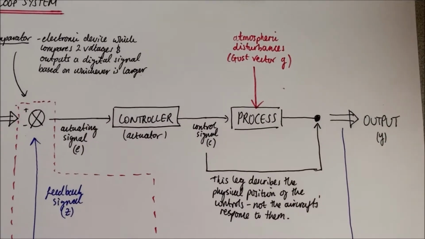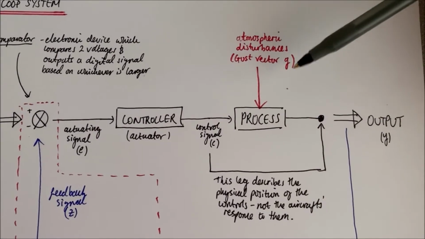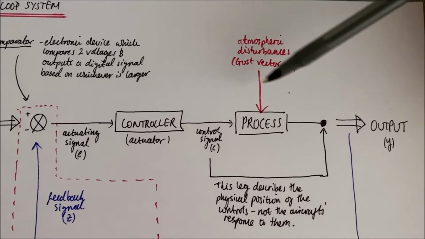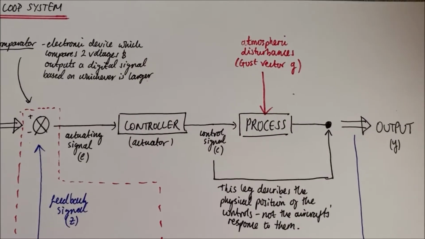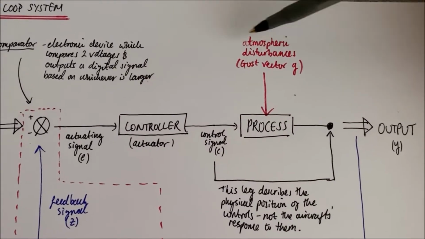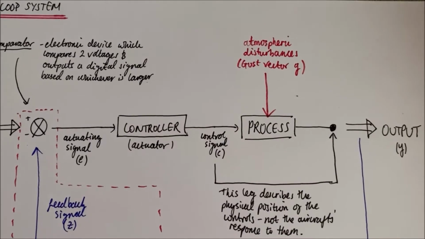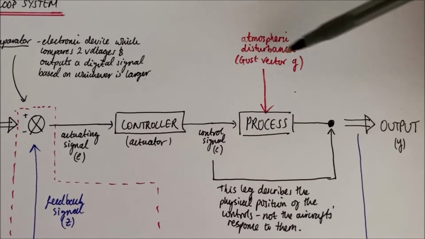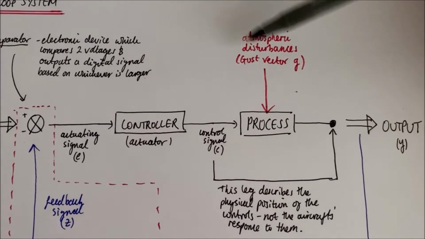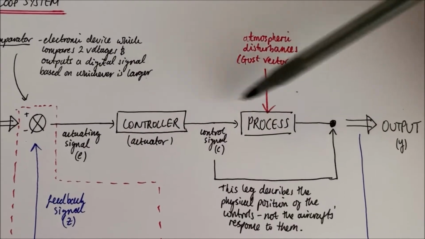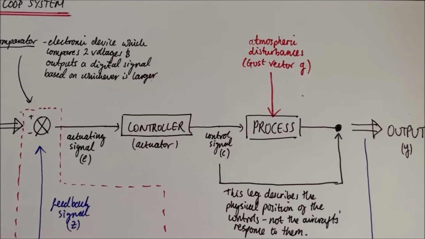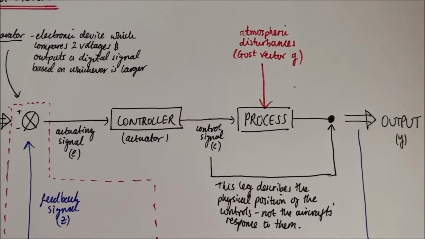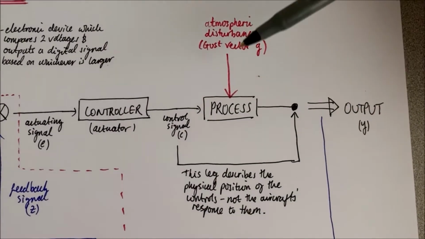But while all of this is taking place, obviously other external effects are also impacting on our aircraft. So this is what we're going to generically describe as atmospheric disturbances. We have something called a gust vector G, which impacts on our process in addition to the impacts made by the controller itself. So that gives us our output.